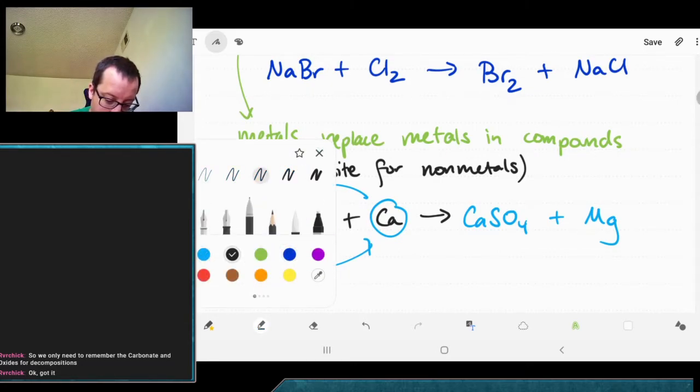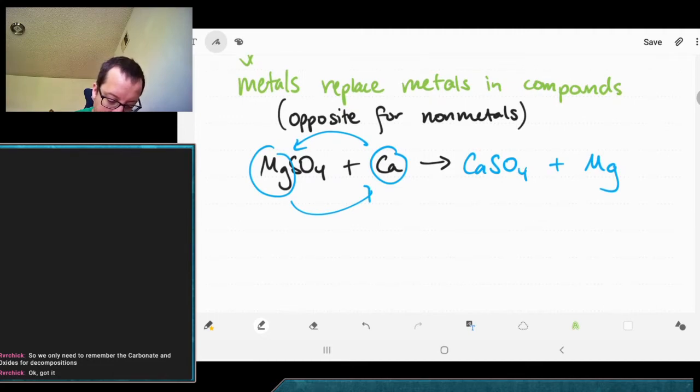Or let's look at another one. How about we have zinc plus HCl.